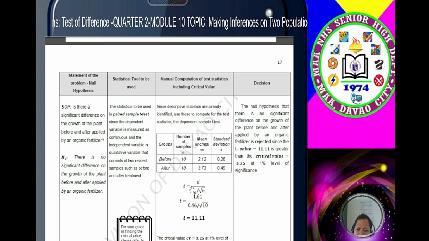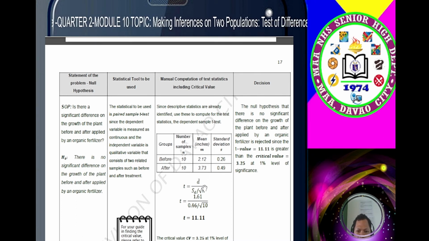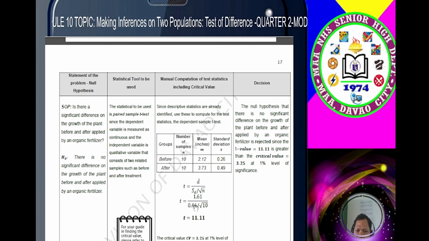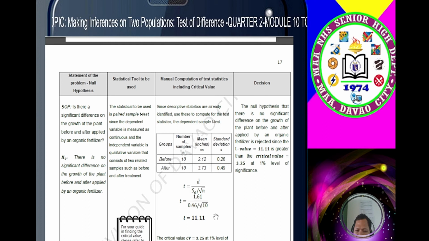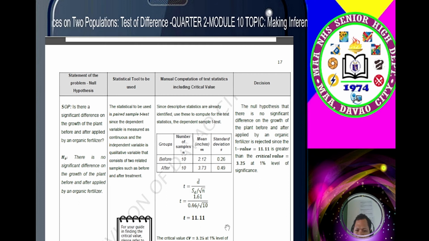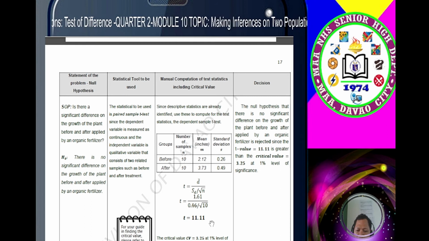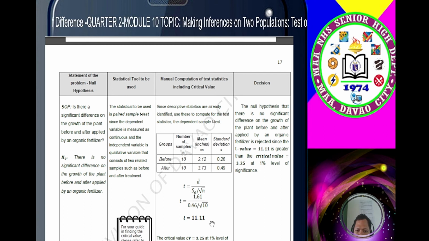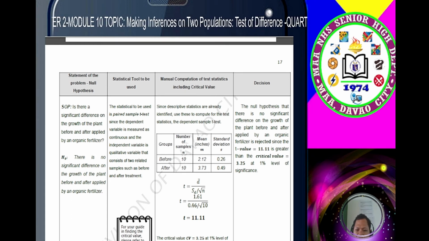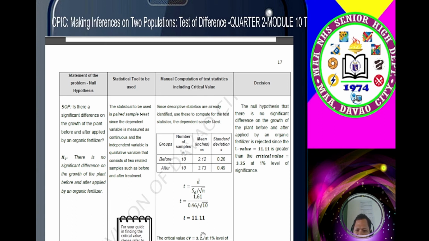Then we will now compute our t statistic. Our mean difference is 1.61, and our standard deviation is 0.46 divided by the square root of 10. Then simplify. The answer would be 11.11. If you look at the table of values, our degree of freedom is 9 and the critical value is 3.25. Just look at it in the appendices. We take note that it is at 1%.